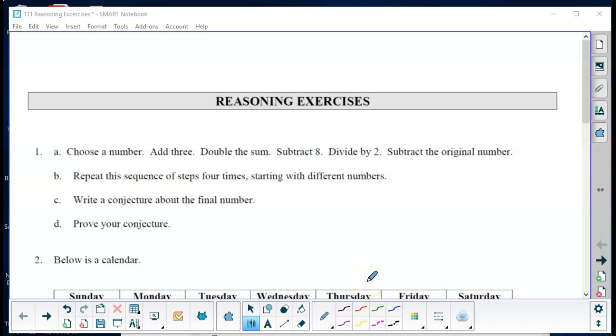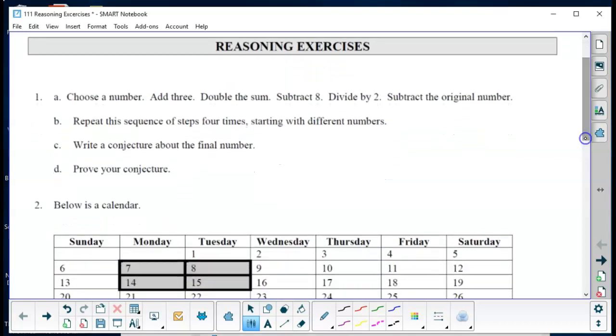Okay, so these are really exercises, but I'm going to go through it with a video just to show an explanation. So here is an example of another number trick, just like we did in the first lesson. It says choose a number, add 3, double the sum, subtract 8, divide by 2, subtract the original. Okay? Repeat it 4 times, with different numbers. There's not a whole lot of space here, so make a little bit of space or do it on the back of the page or on your own page.